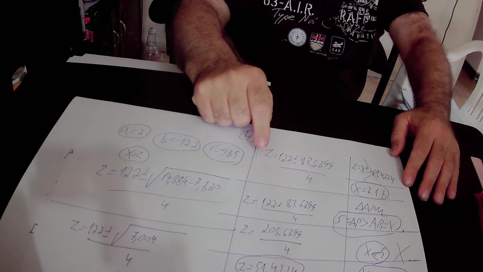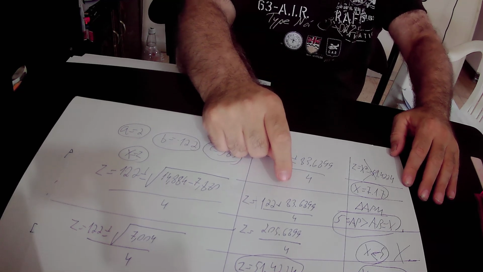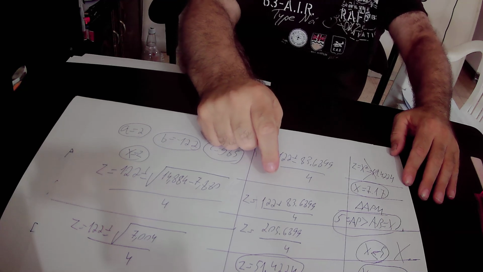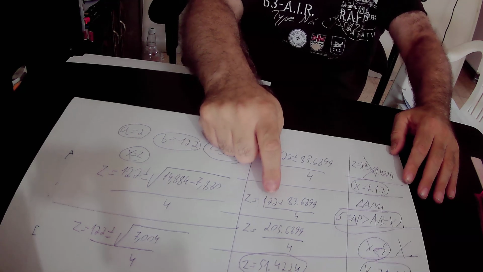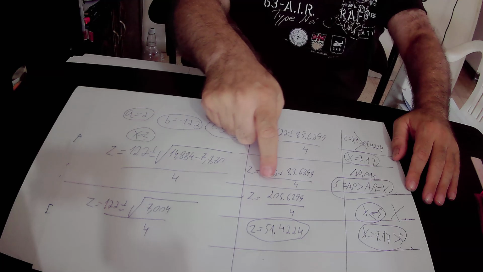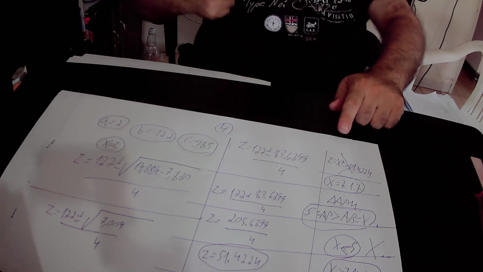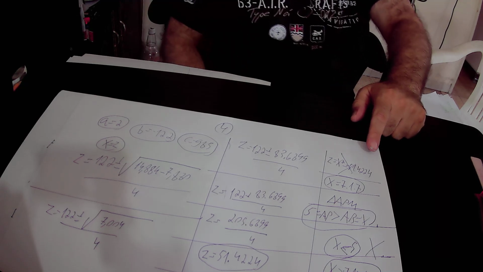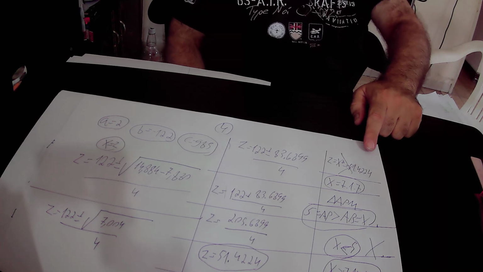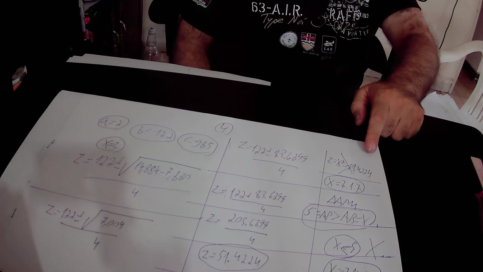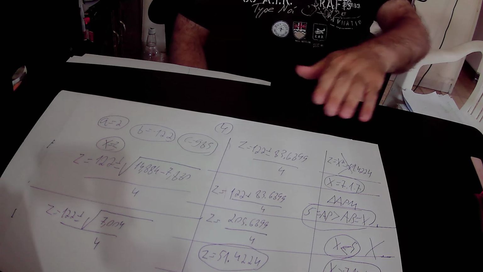The first solution for z is z equals 122 plus 83.6899 over 4. 122 plus 83.6899 is 205.6899, and if we divide it by 4, we get that z equals 51.4224. So z, that is equal to x squared according to our definition, is equal to 51.4224. So we took a root of this in order to find the value of x, and the square root of 51.4224 is 7.17 units. So x equals 7.17 units.